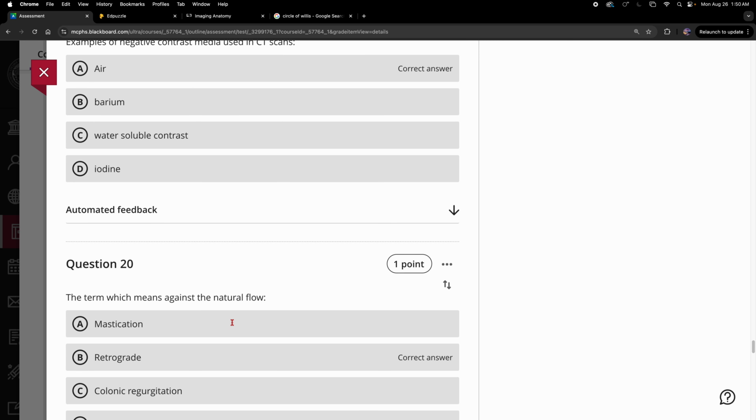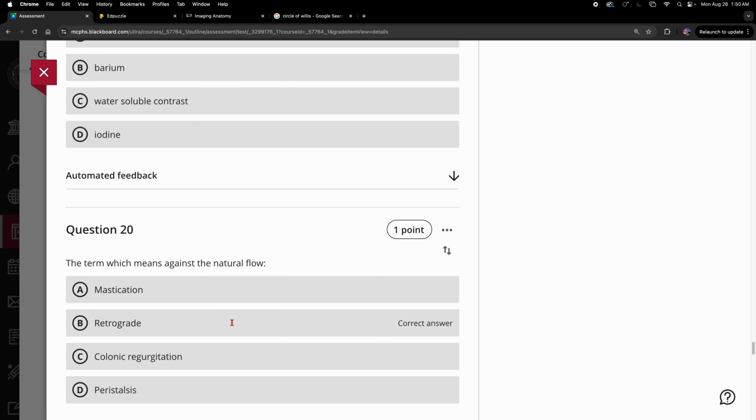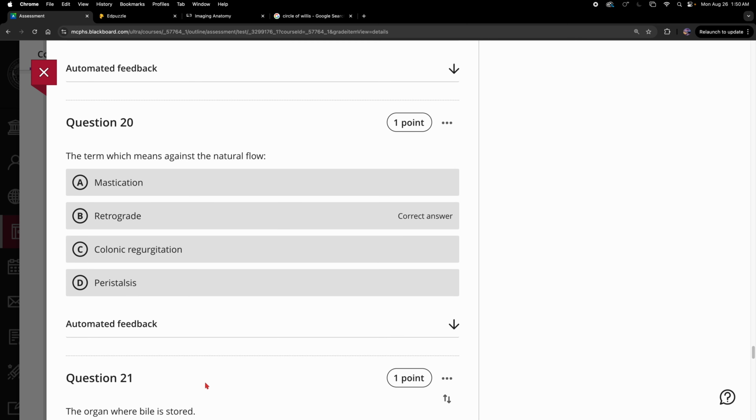Number 20, the term which means against natural flow would be retrograde. Mastication means chewing. Colonic regurgitation is a kind of a made-up term. We would call this GERD, gastroesophageal reflux, but I've never heard of colonic regurgitation. Maybe it's a thing, but I think I just mushed these two terms together. Peristalsis is a contraction and relaxation of tubular structures just to move things along, such as in your esophagus or the rest of your digestive tract, and your urethra also.